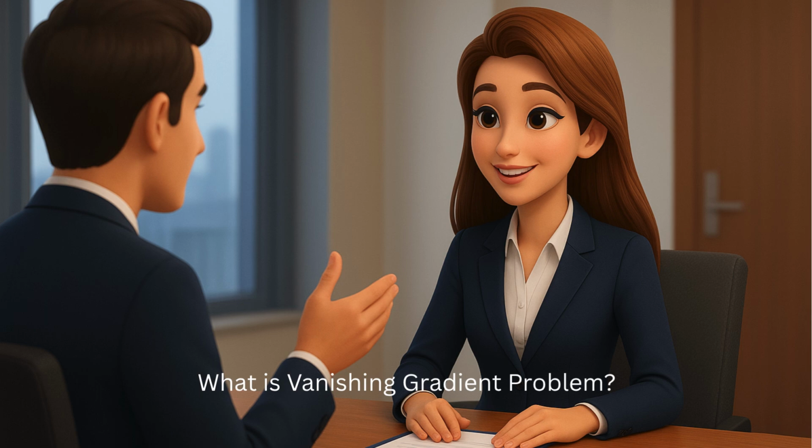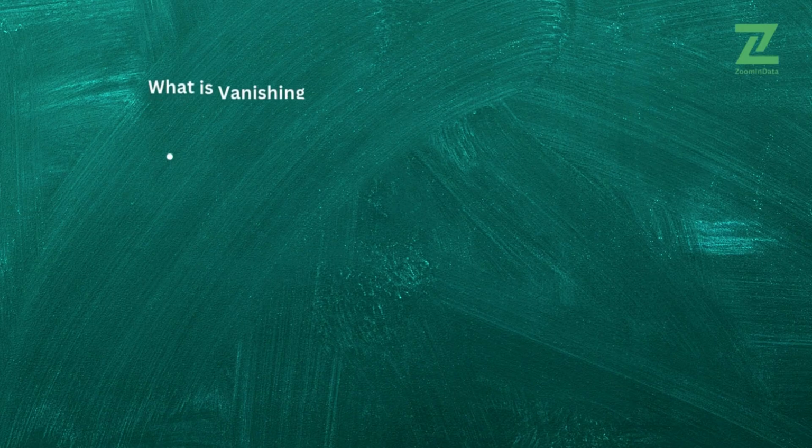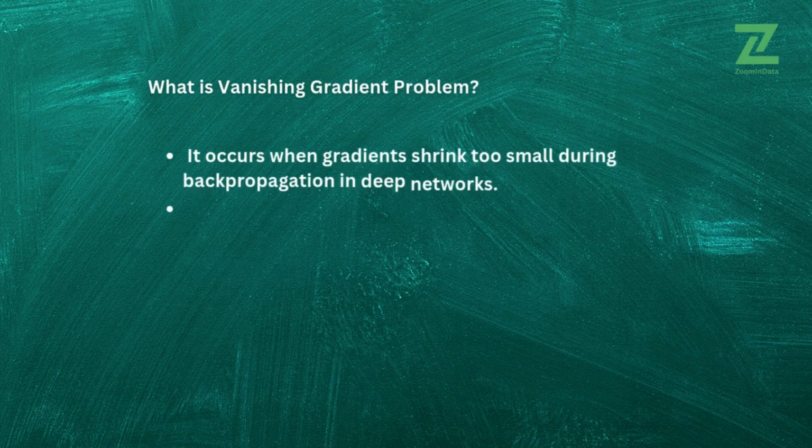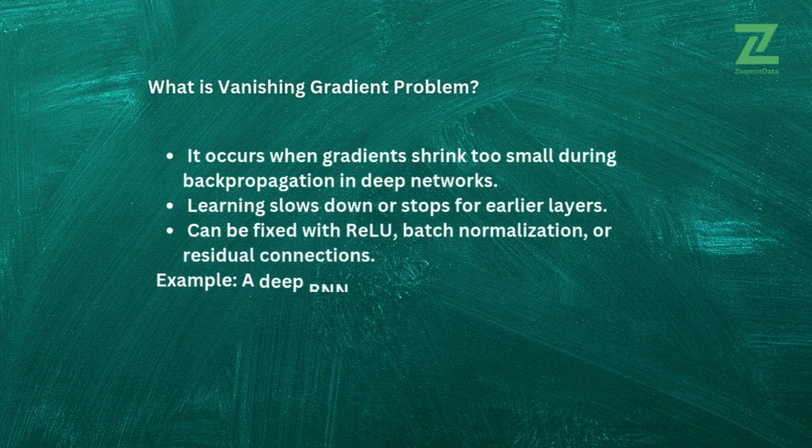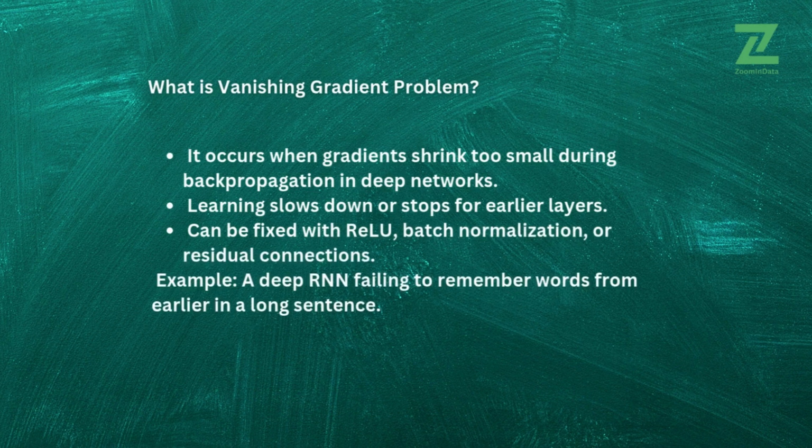What is the vanishing gradient problem? It occurs when gradients shrink too small during backpropagation in deep networks. Learning slows down or stops for earlier layers. Can be fixed with ReLU, batch normalization, or residual connections. Example: a deep RNN failing to remember words from earlier in a long sentence.